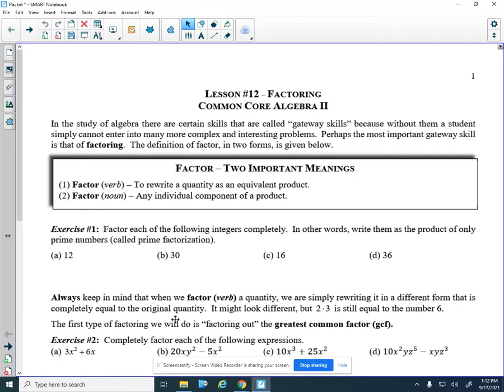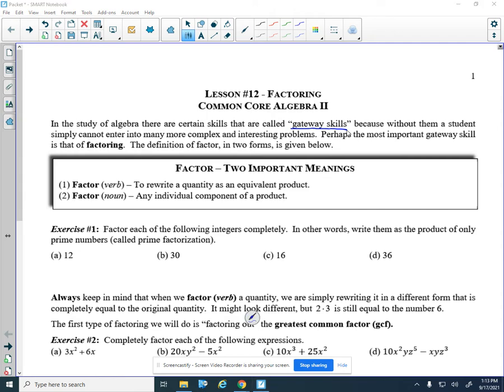So this is the first page of Unit 2, and this unit, the beginning, is focused on factoring. So basically in algebra, there are certain skills that are called gateway skills, or skills that you basically have to do to try anything harder. Factoring is a big one of them.